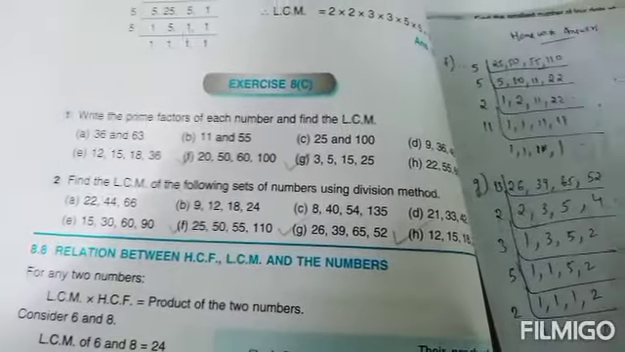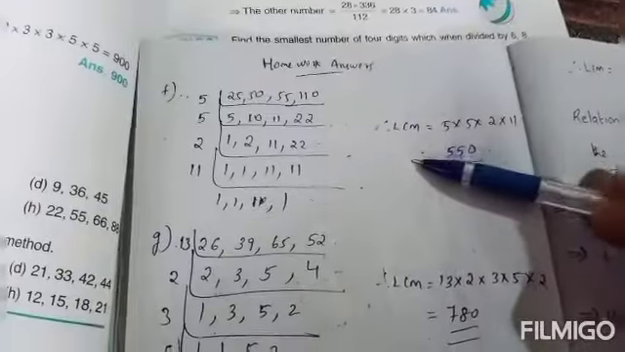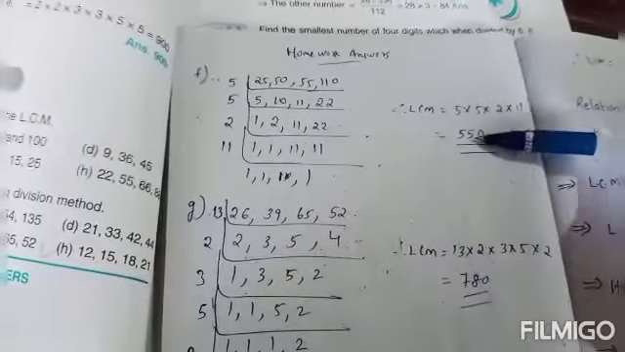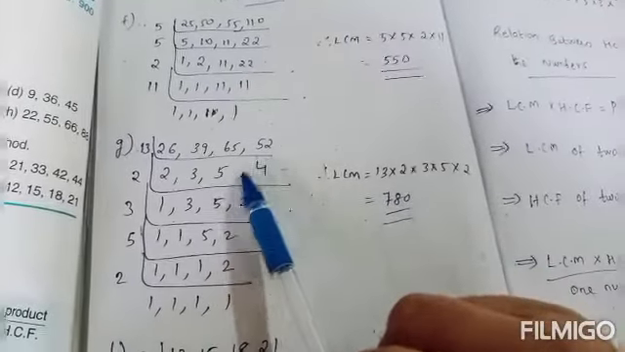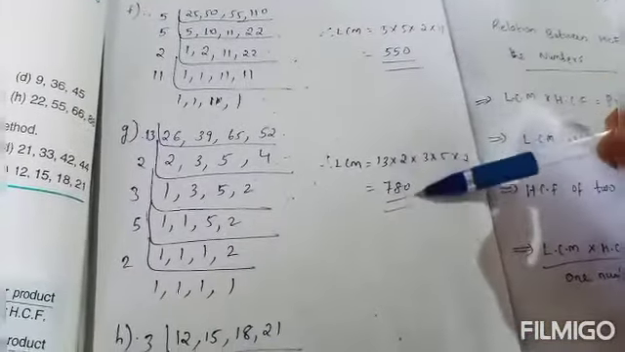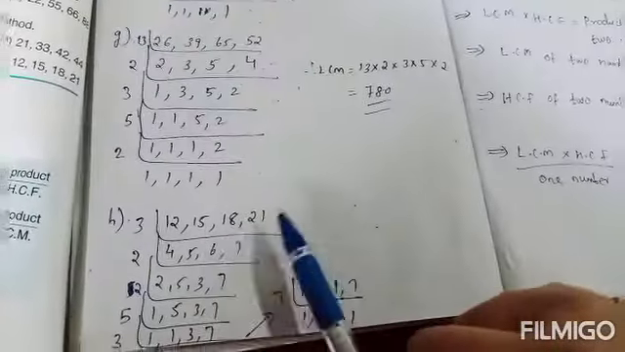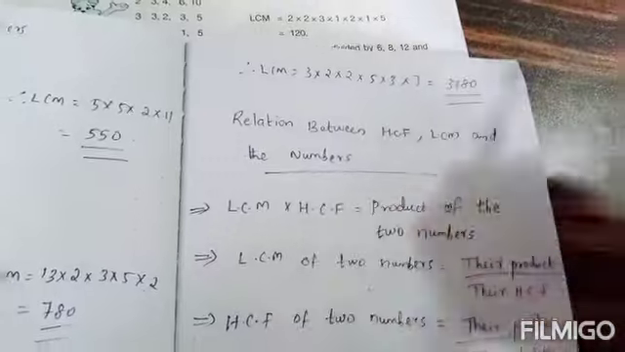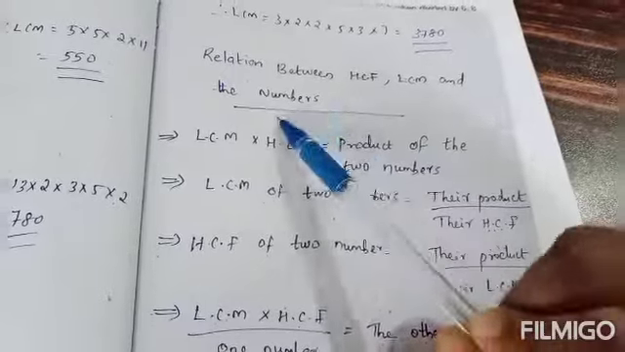Find the LCM of the following set of numbers using division method, in that F. Okay, so you will get the LCM of 25, 50, 55 and 110. It is 550. Okay, next G, 26, 39, 65, 52. You will get the LCM 780. Then H, 12, 15, 18 and 21. You will get the LCM 3780.